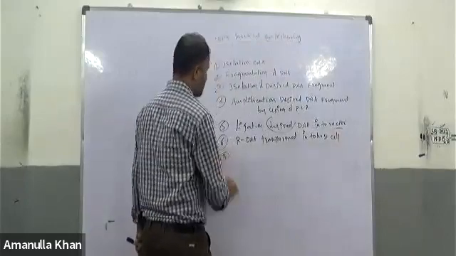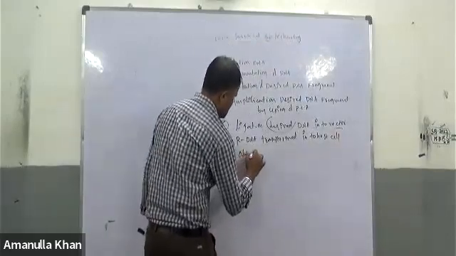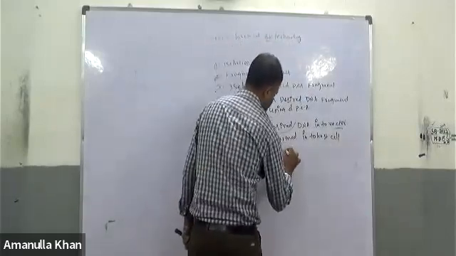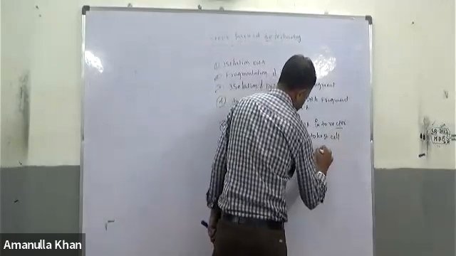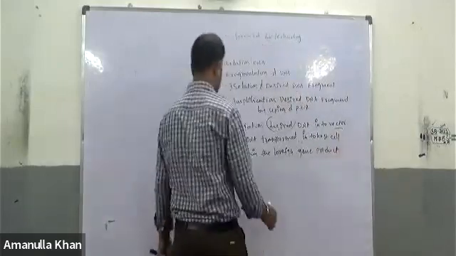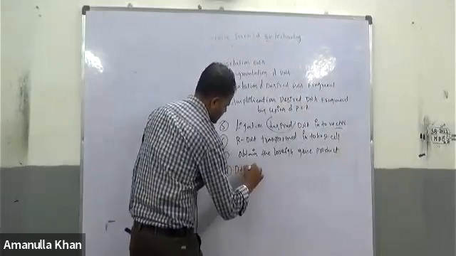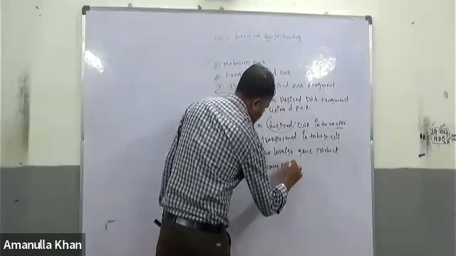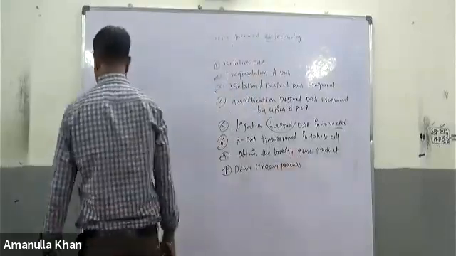And the seventh step is to obtain the foreign gene product. And the last step is the downstream process. Okay. Now the first step is isolation of DNA.